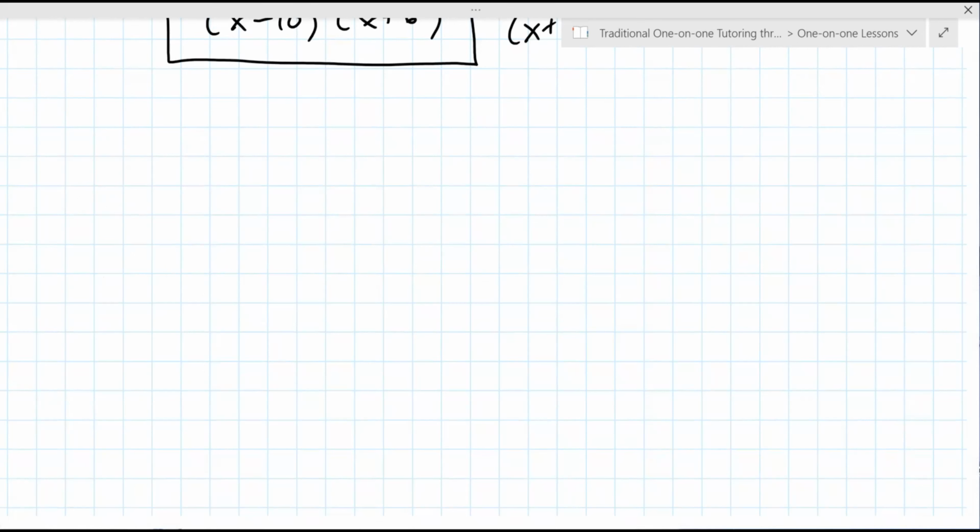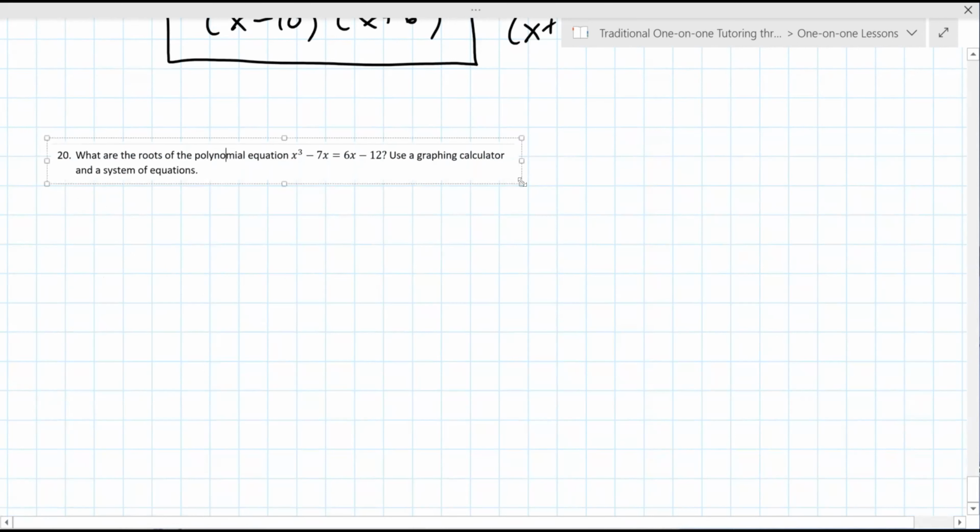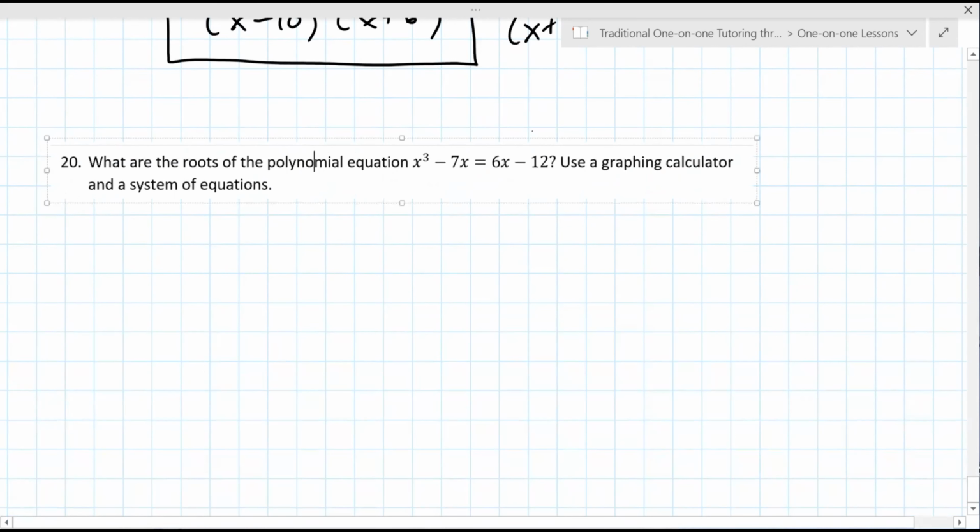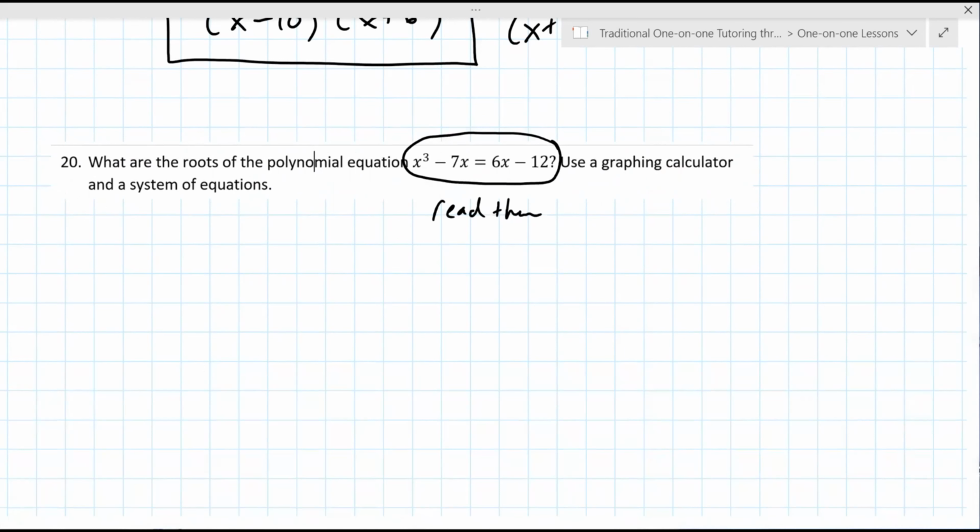Now we can go on to 20. For number 20, I know how to do this one. It's just graphing, so you're okay. You can move to the next one. You actually just put this in and read them off. So not bad.